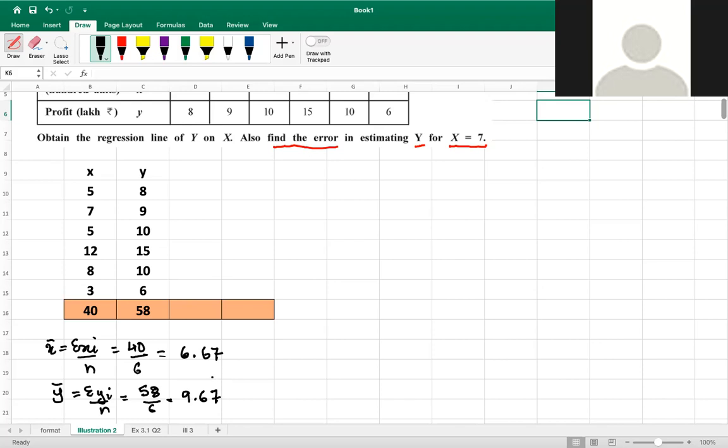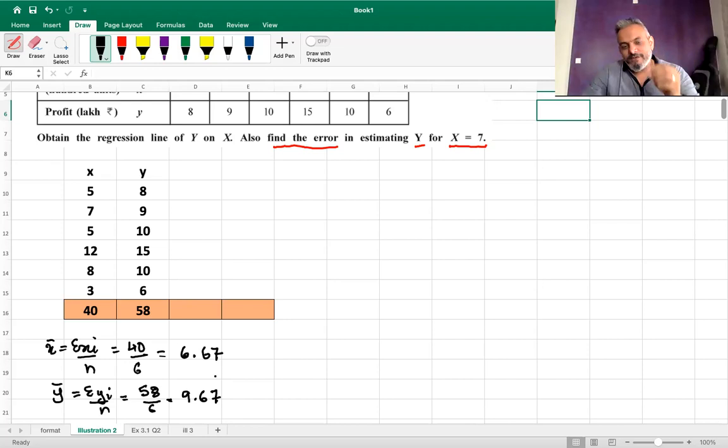Okay, sir. Because you can see the profit is in lakhs, a decimal point can also impact. So always go up to two decimal places, and that is how it is followed in the textbook also. So we better go for two only. Let me confirm, yes. Okay.